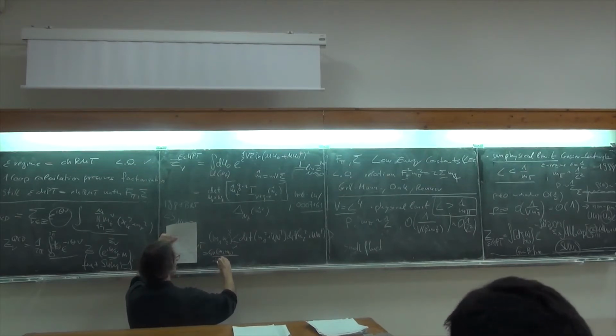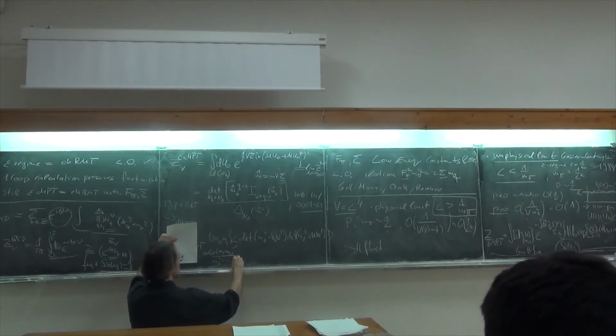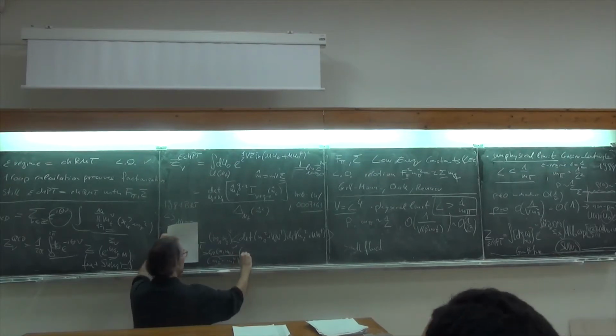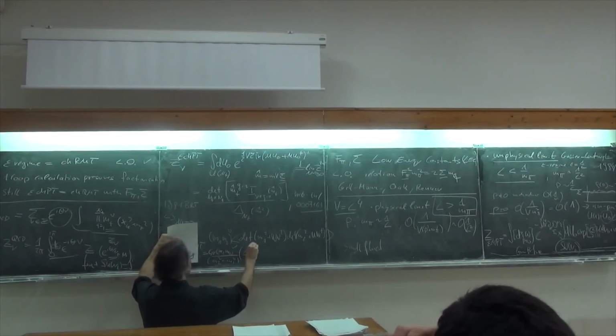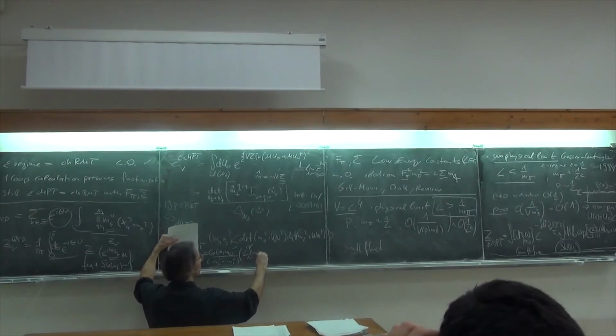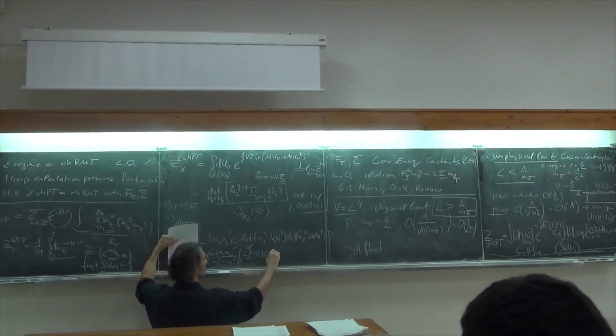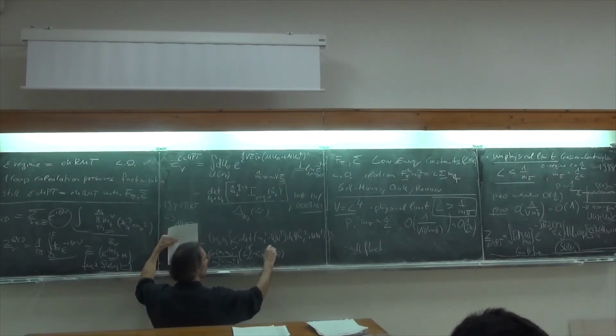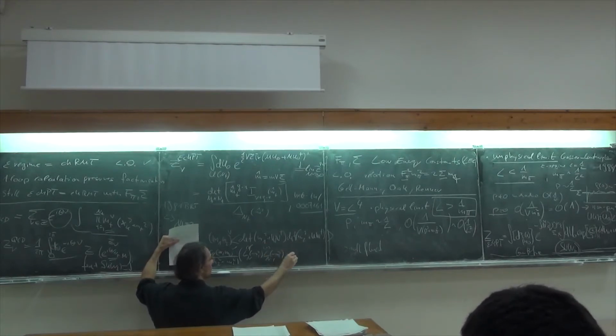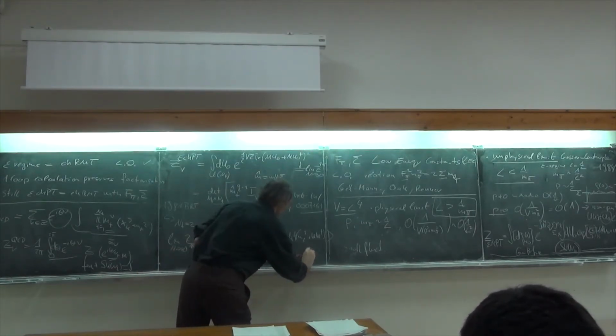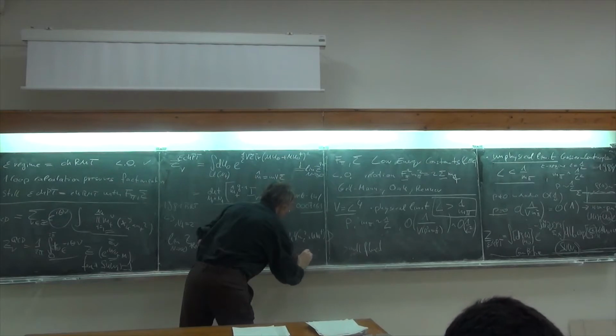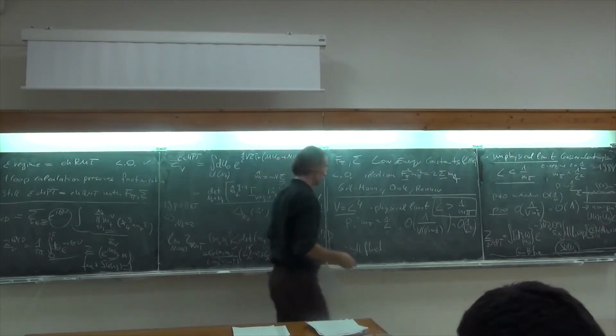Christoffel-Darboux has a denominator. And then we have L_n of minus m1 squared, and minus m2 squared, minus the exchange of 1 and 2. Okay.